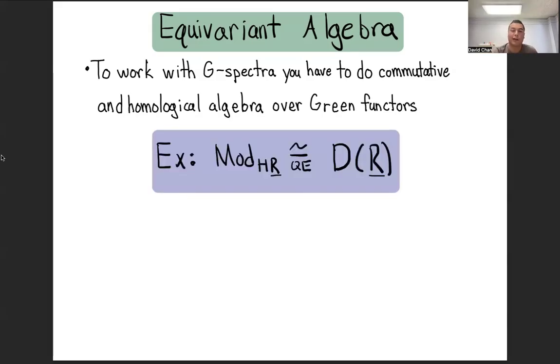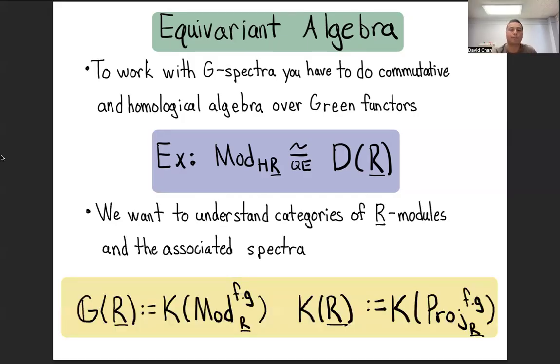As another example, if you take the category of modules over HR, here HR is an Eilenberg-MacLane G ring spectrum for the green functor R, this should be equivalent to the derived category of R. So the category of modules is an abelian category, and you can take its derived category. And we want to understand these categories of R modules to study G ring spectra, and we want to study the associated spectra.